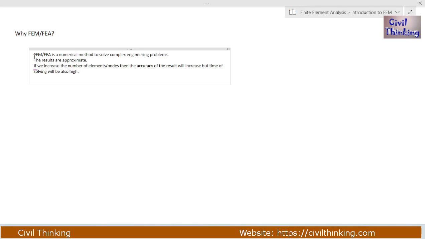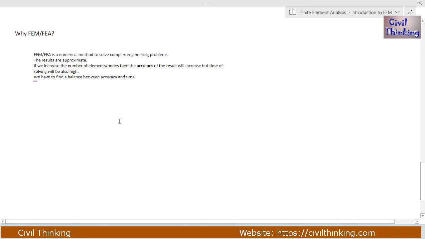So we have to find a balance, okay, between accuracy and time, okay. As a design engineer, you have to find a balance, okay, because you cannot use too many nodes or elements, and then what will happen, it will take forever by the computer, okay. Forget by hand, okay, because if you solve a complex problem by hand using FEM, it will take a lot of time, okay. Even the computer does take a lot of time, okay.